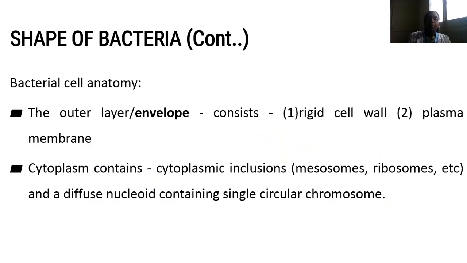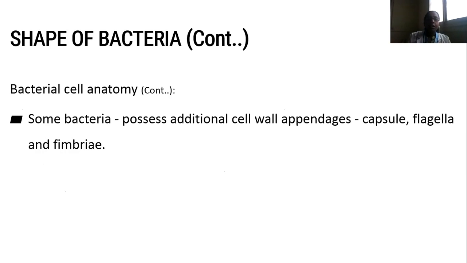Coming to the shape of the bacteria, based on the bacterial cell anatomy, the bacteria usually have a rigid cell wall and plasma membrane, and there are also inclusions, that is ribosomes, and diffuse nucleoid material containing a single circular chromosome. There are some appendages like the capsule, flagella, and fimbriae.